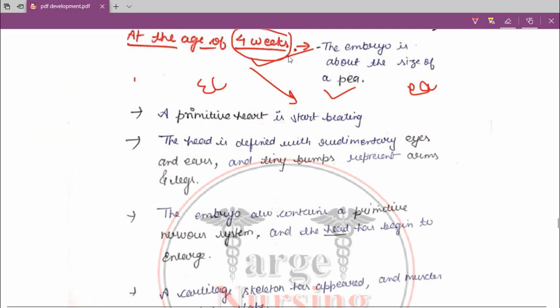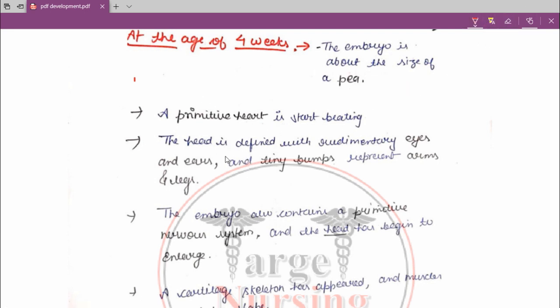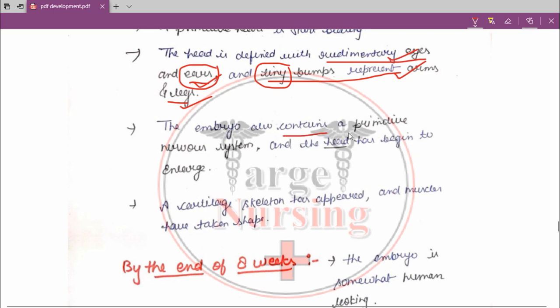Okay, and now in the 4th week, what happened with the embryo? The head is defined with rudimentary eyes and ears. Now the embryo has eyes and ears, meaning a small size of eyes and ears are now present in the embryo, and tiny bumps represent arms and legs. The tiny bumps mean very small arms and legs are appearing in the embryo in the 4th week.